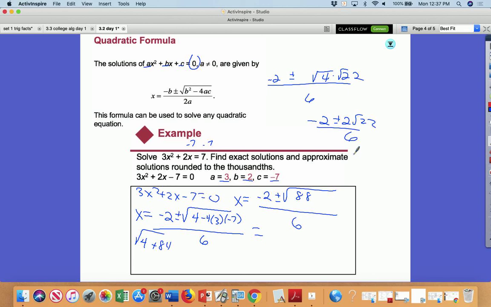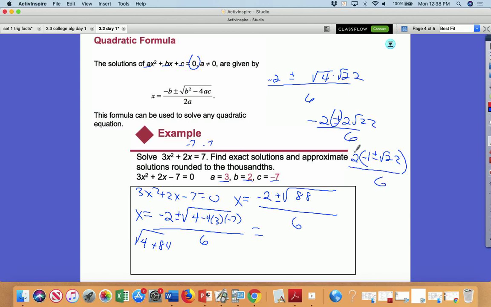Now here's the deal. The 2 and the 6, they don't cancel because they're not factors. This 2 is not a factor of the top. The top is not factored. Okay? So what I'm going to have you guys do is take out a factor of 2 on either side of the plus or minus. So we're going to write this as 2, I'm factoring it, times negative 1 plus or minus the square root of 22.